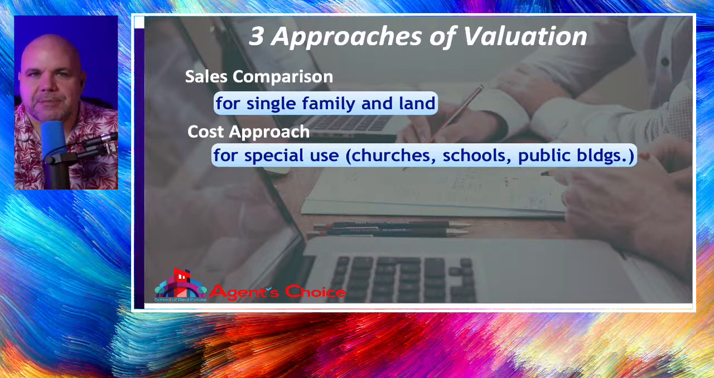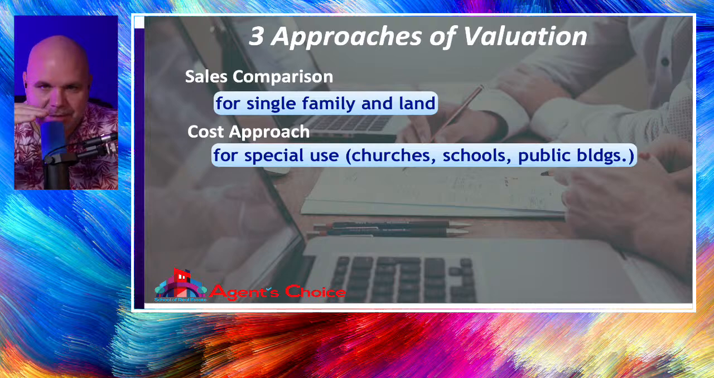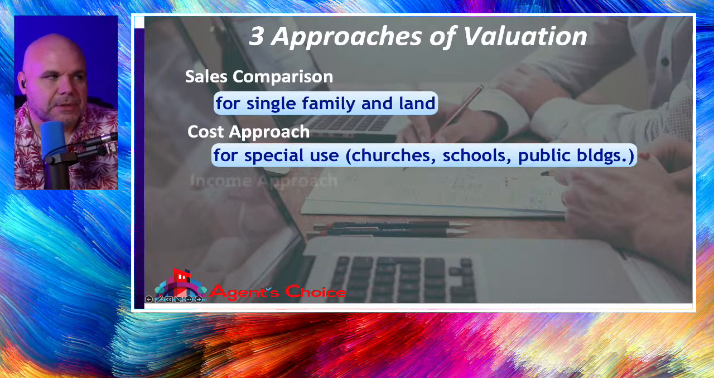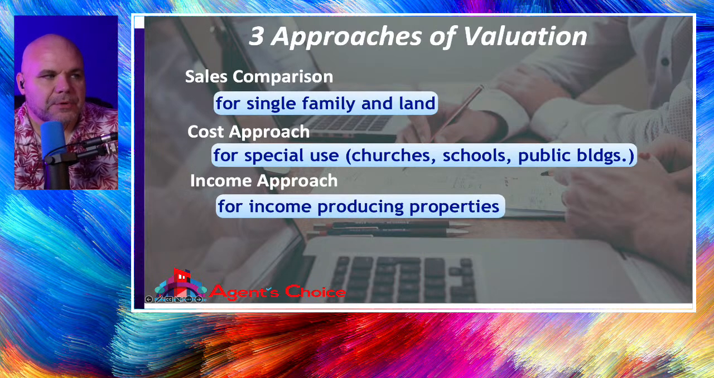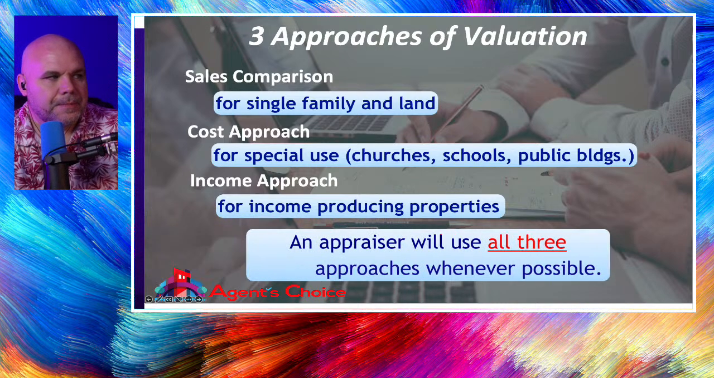Because basically the cost approach is saying, how much would it cost to build this new? And now let's take off some value because of depreciation, because it's not new. Therefore, let's sort of back into what it's worth based on the new cost and then take off for the fact that it's 20 years old. Income approach is for income property. That one's easy to remember.